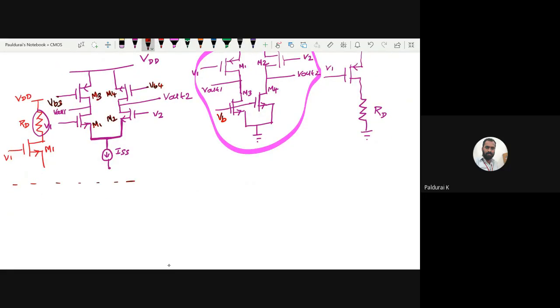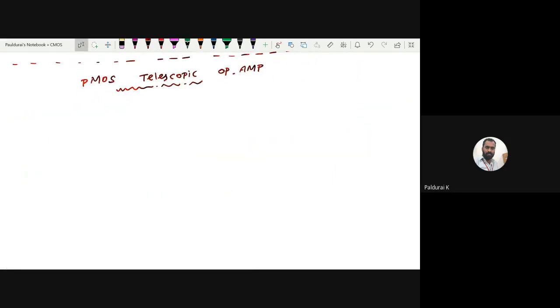No, sir. Okay. Now can you draw the telescopic op amp? PMOS telescopic op amp means the input transistor pair is PMOS. Okay, you know how to sketch it for NMOS, right? Input differential pair NMOS, what will you do? Let me sketch it one more time. Nothing wrong. You may take the practice.